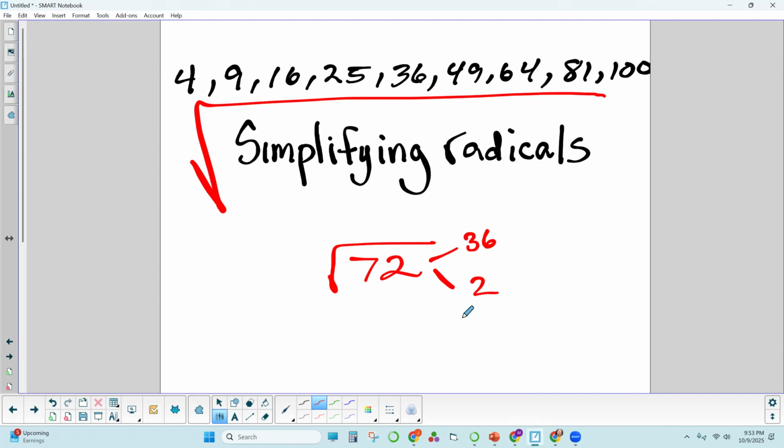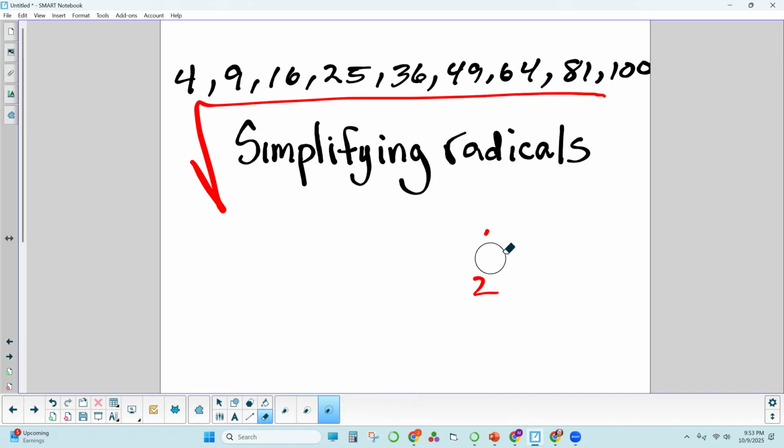We want to simplify this in one swift step. So we're going to break this down like so. We're going to take the square root of 36, bring it out in front, which is 6. The 2 stays under the radical and 6 square root of 2 is your simplified version. Now, this is an equivalent. So if you were to put this in a calculator, the square root of 72 would round to the same as the 6 times the square root of 2. Okay? It's like simplifying a fraction. All right? Let's look at another.